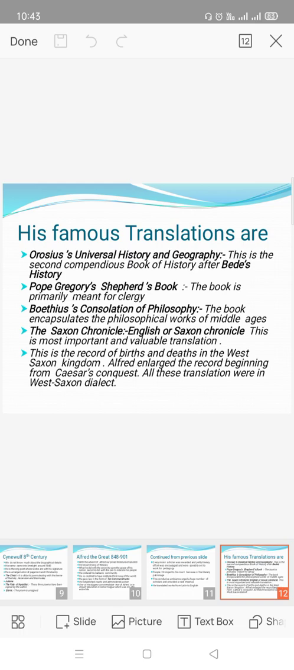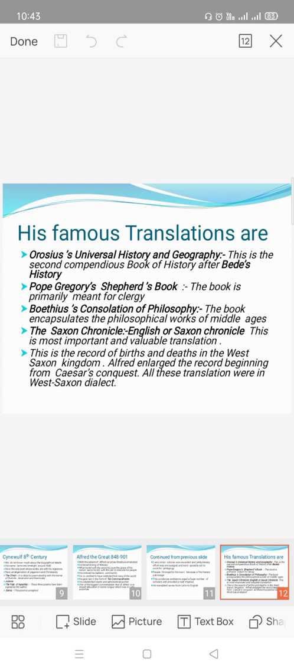This is the second compendious book of history after Bede's history. We just studied Bede's Ecclesiastical History of England, which is the first history of the English people and their religion, and now Orosius' Universal History and Geography. The book was in Latin, and Alfred translated it into the native tongue, English, and made it accessible to the native people, so that they may get maximum benefit out of it, because now the book is available in their native tongue, which is tangible to them as well.